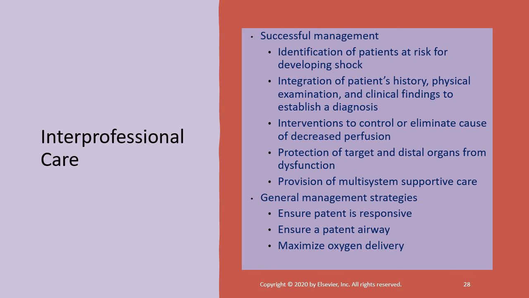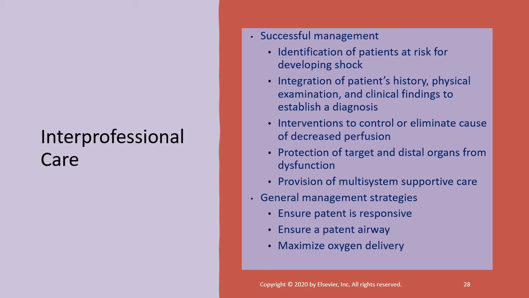Critical factors in the successful management of a patient in shock relate to the early recognition and treatment of the shock state. Prompt intervention in the early stages of shock may prevent the decline to the progressive or irreversible stage. Successful management involves: 1. Identifying the patient at risk for development of shock. 2. Integrating the patient's history, physical examination, and clinical findings to establish a diagnosis. 3. Interventions to control or eliminate the cause of decreased perfusion. 4. Protecting target and distal organs from dysfunction. And 5. Providing multi-system supportive care.